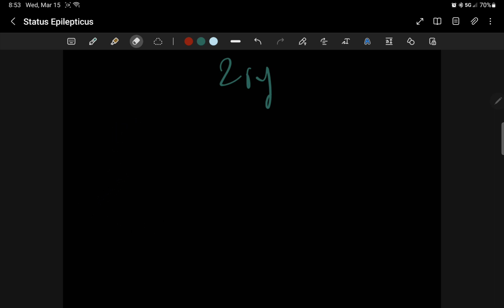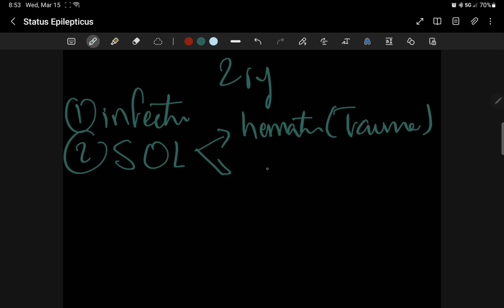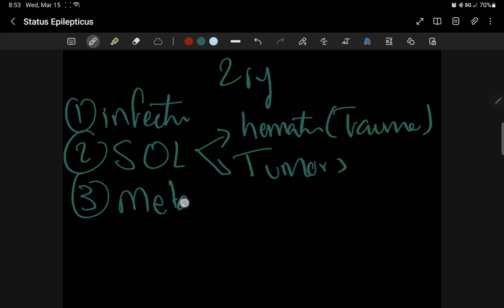So, one, it can be infection. If not infection, what can it be? It can be space-occupying lesion. Think of hematomas. Think of trauma. Think of tumors, right? 3, metabolic. Think of your inborn error of metabolism.